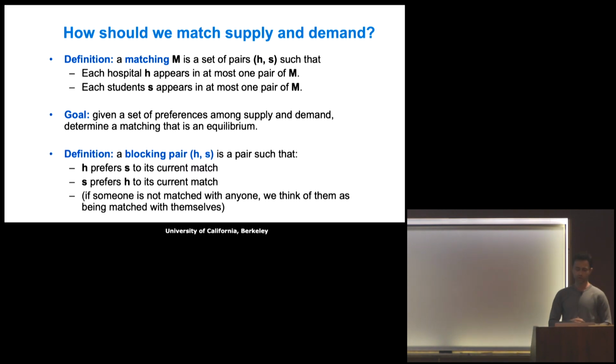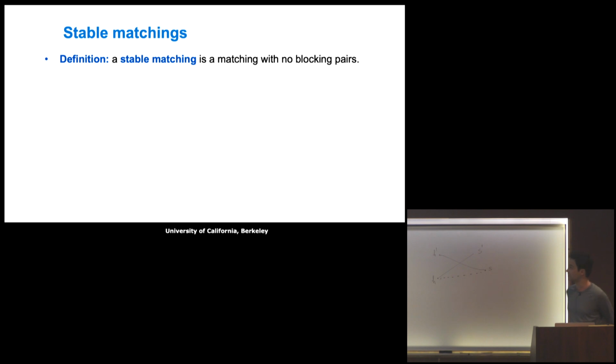In order to start reasoning about this, it's useful to define what's known as a blocking pair. A blocking pair between a hospital and a student is the following. It's a pair in which the hospital prefers the student over its current match, and the student prefers the hospital over its current match. Let me quickly draw this. Let's say we have a hospital H, and they are matched with some student S prime. And we have a student S, and they are matched with some other hospital H prime. If H prefers S over S prime, and S prefers H over H prime, then we call the pair HS a blocking pair. Then we can define a stable matching, and it's simply a matching in which this does not happen. We have no blocking pairs.